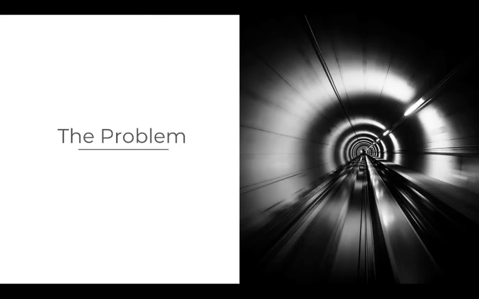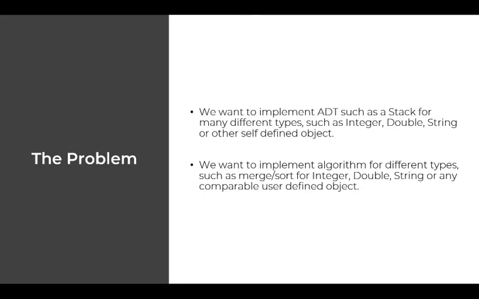But what is the problem we want to address? We want to implement an abstract data structure, such as a stack, for many different types, such as integer, double, string, or other self-defined objects. We want to implement algorithms for different types, such as merge sort, for integer, double, string, or any comparable user-defined object. With our current knowledge, we must either create a class and a method for each algorithm for each type. For example, we need to have one for an array stack of integer, one for an array stack of string, and so on and so on.